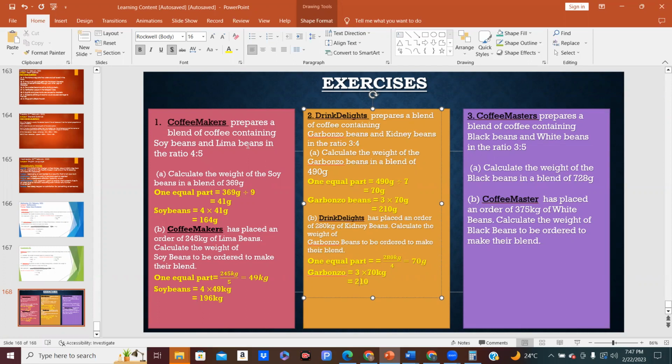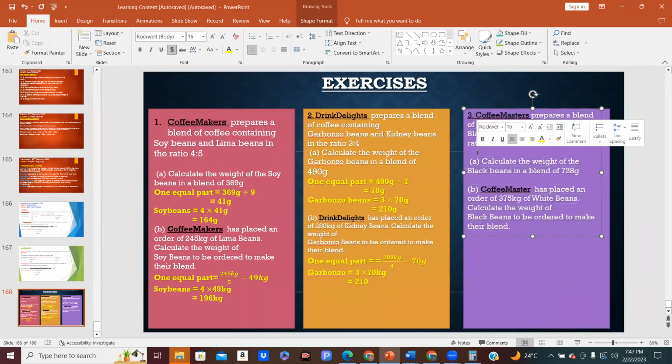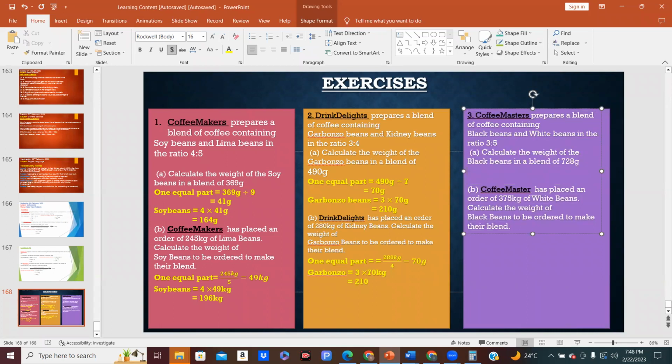All right. Aaron, help me with number 3, please. Okay. It would be 1 equal part equals 728 grams divided by 3 plus 5. Divided by 3 plus 5. What is 3 plus 5? 8. All right. 728 grams divided by 8 is 91 grams. 91? Yes, sir.